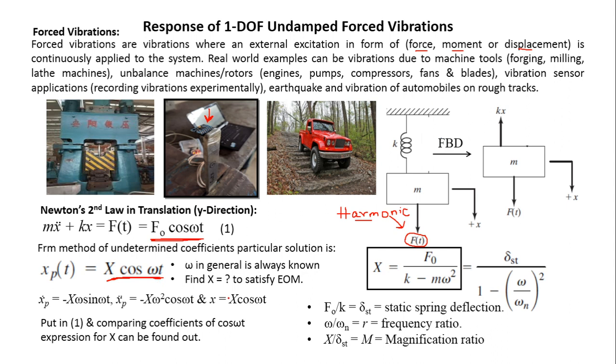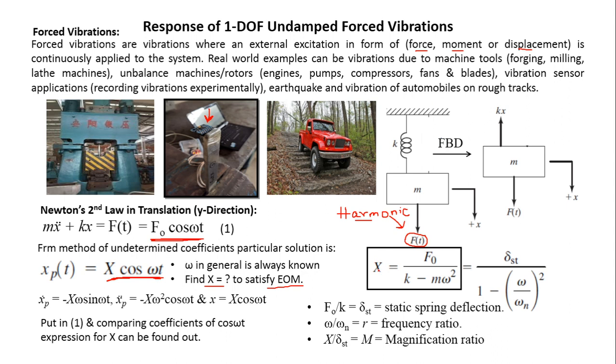So in this equation we have to find X, such that it satisfies the given equation of motion, that is this equation 1. So we differentiate this with respect to time once, and then we differentiate it with respect to time twice, and then we substitute all these derivatives in equation 1, and then compare the coefficients of cos omega t. So if we compare the coefficients of cos omega t, an expression for X can be found out, and that expression is this one.